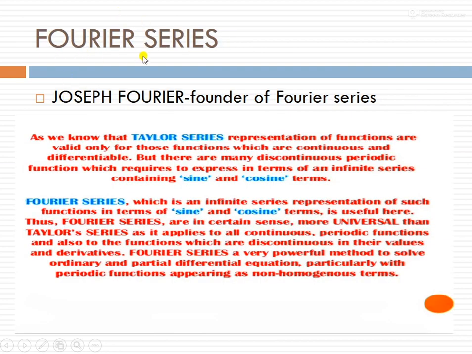So, moving back to Fourier transform, Joseph Fourier is the founder of the Fourier transform. As we all know, the Taylor series represents functions that are valid only for those functions which are continuous and differentiable. But there are many discontinuous periodic functions which need to be expressed in terms of an infinite series containing sine and cosine terms. So that's why we use the Fourier series. Fourier series is an infinite series representation of such functions in terms of sines and cosines.